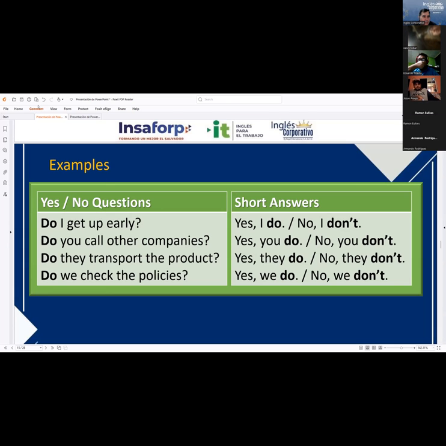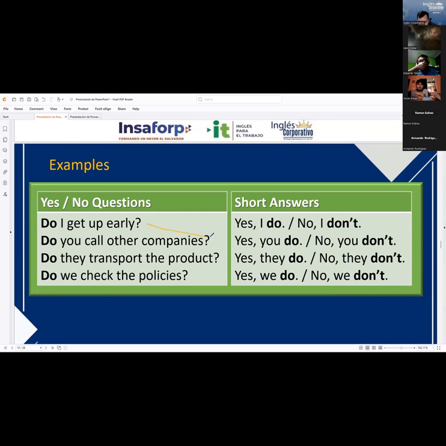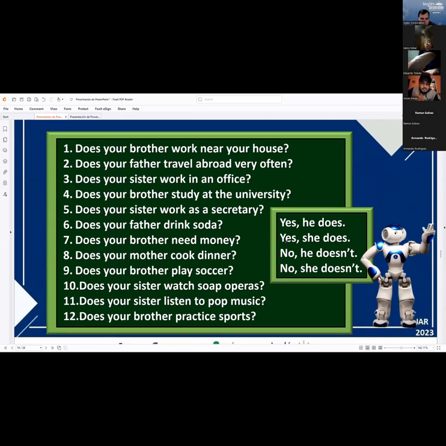So, what do we say here? The answers for this are this, and the answers for this are this. They are crossed. Do they transport the product? Yes, they do. No, they don't. Do we check the policies? Yes, we do. No, we don't. But normally, yes, you do. No, you don't. Check other examples.